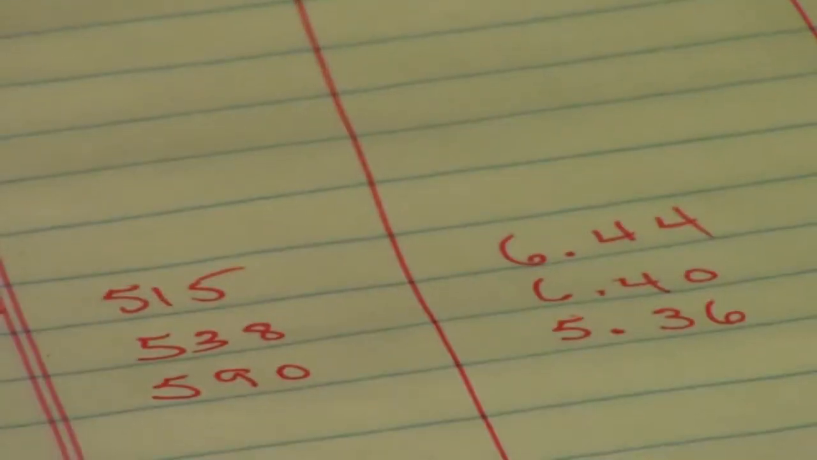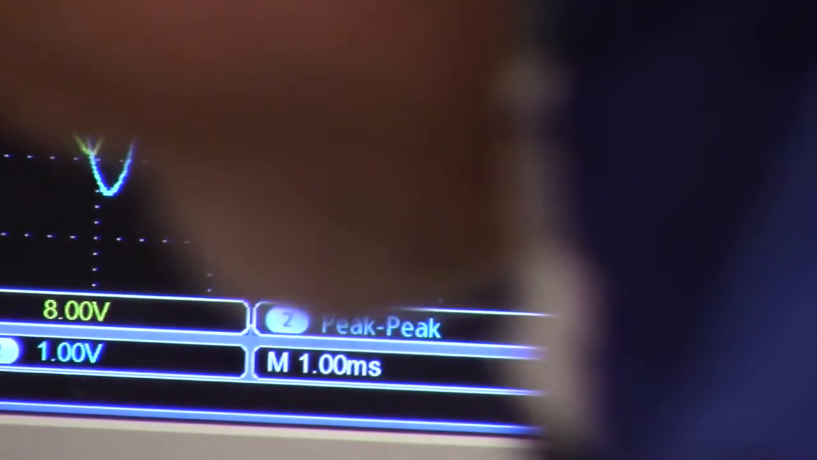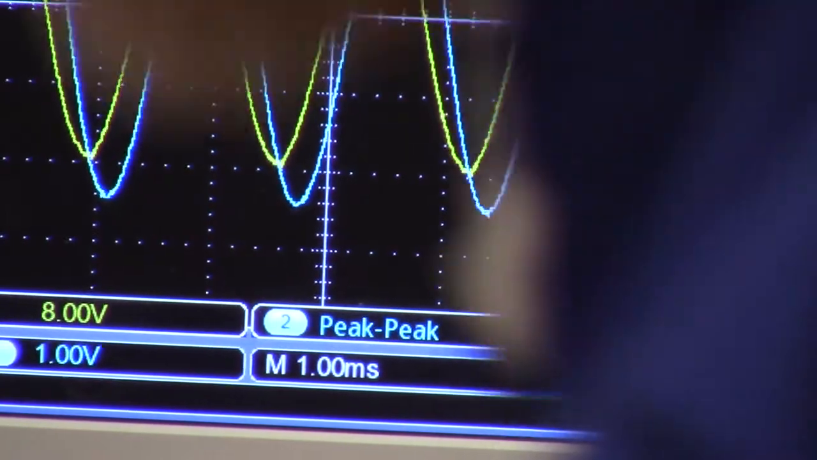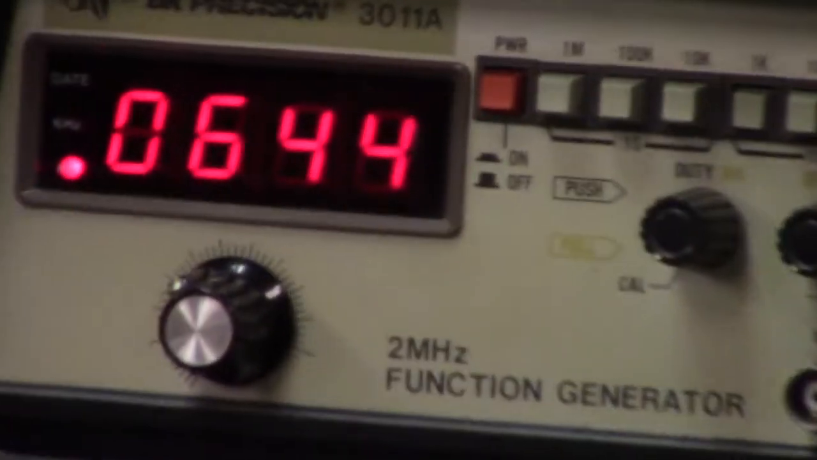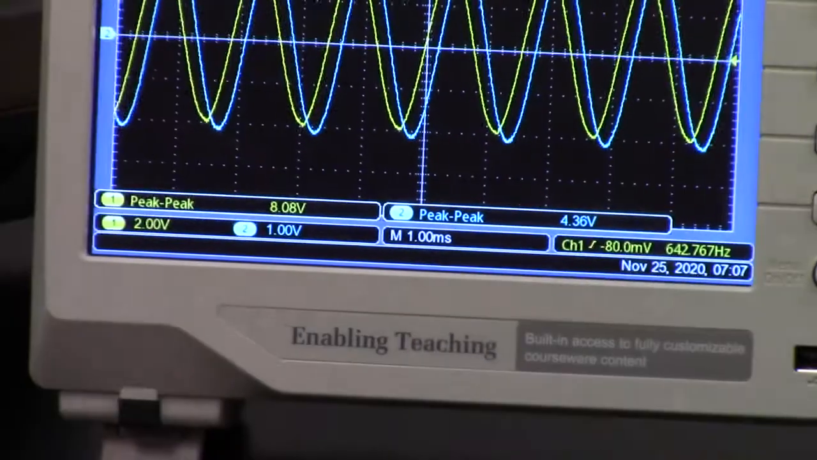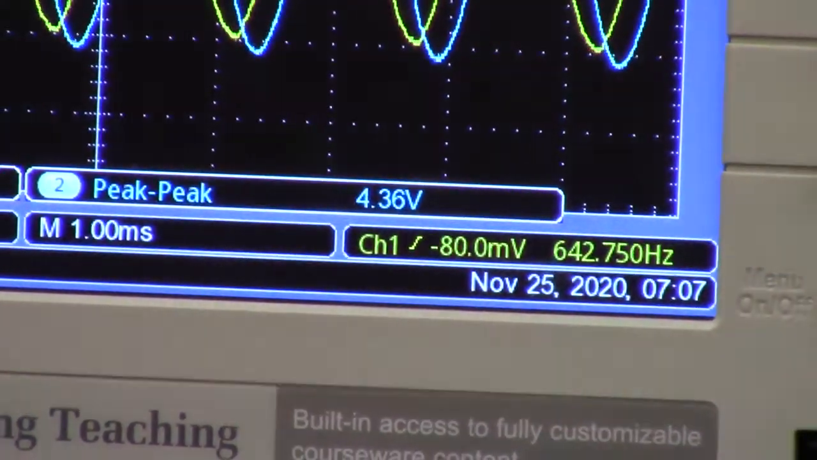I'll go a little higher. Check the voltage on channel 1. So there it is at 8 volts, and I get a 4.96 at 610. Okay. Let me go a little bit higher. Let me just check the voltage. So I need to adjust it to 8 volts. So it says 8 volts. That says 4.36 when I'm at a frequency of 643.